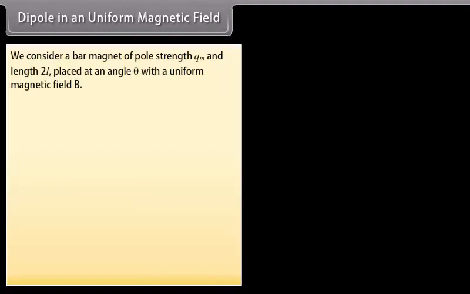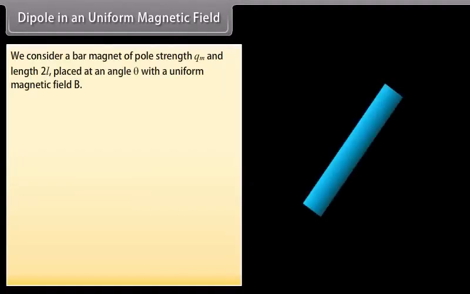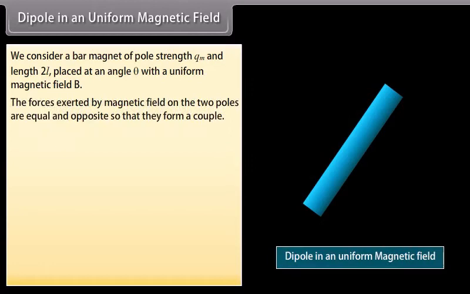Dipole in a uniform magnetic field. We consider a bar magnet of pole strength Qm and length 2L placed at an angle theta with a uniform magnetic field B. The forces exerted by the magnetic field on the two poles are equal and opposite, so that they form a couple. Torque is equal to force into lever arm.